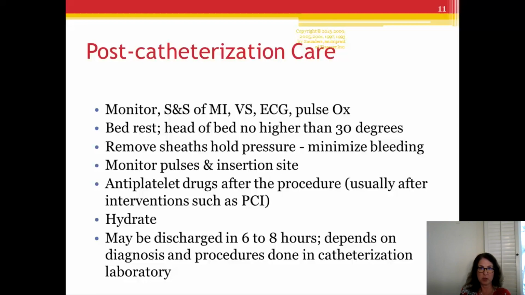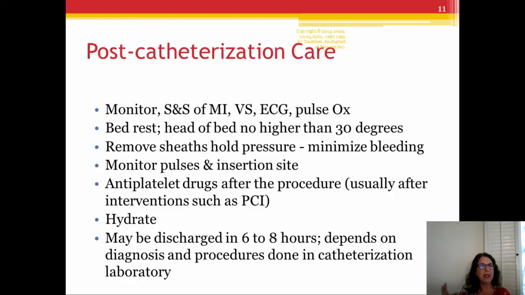If they weren't coming, it was a scheduled thing. Certainly monitor with pulse ox. You're on bed rest for a while with the head of the bed no higher than 30 degrees because usually it's the groin. You don't want that to rebleed. Those were huge tubes in there. You had to hold pressure for a long time.